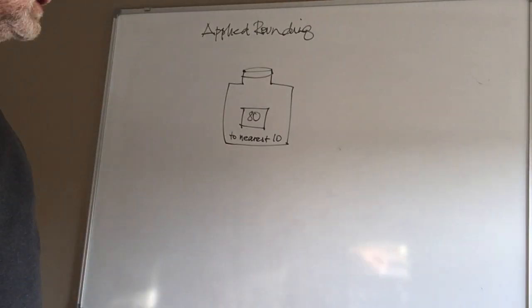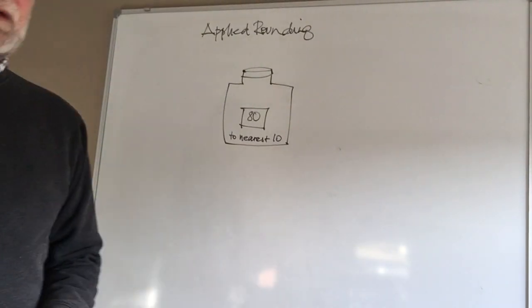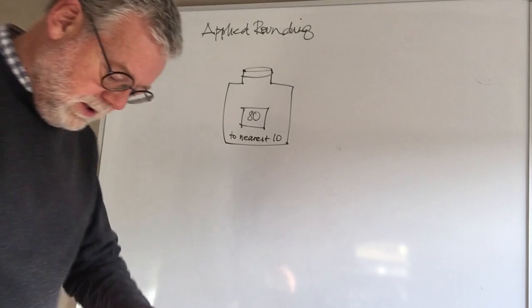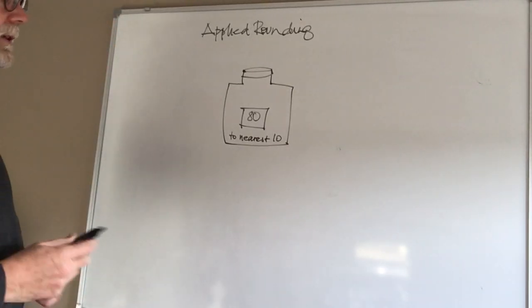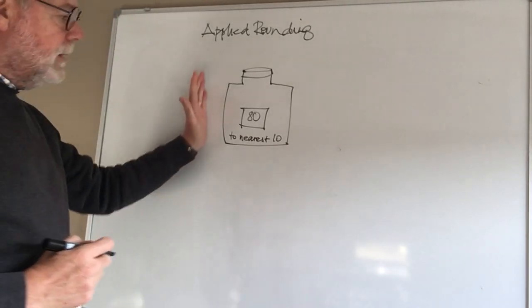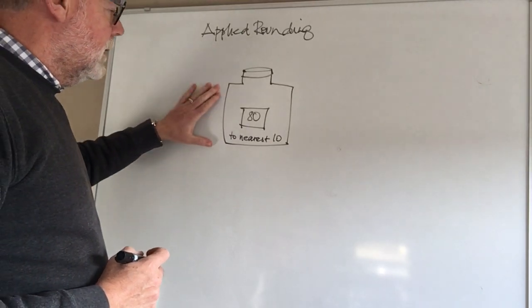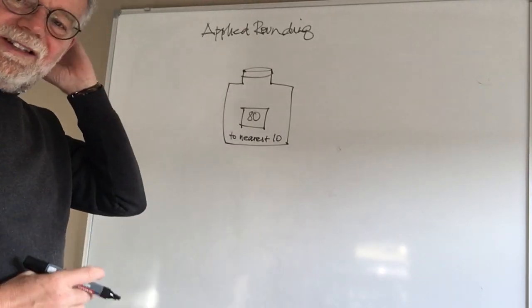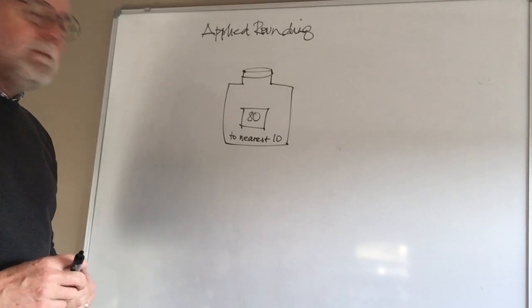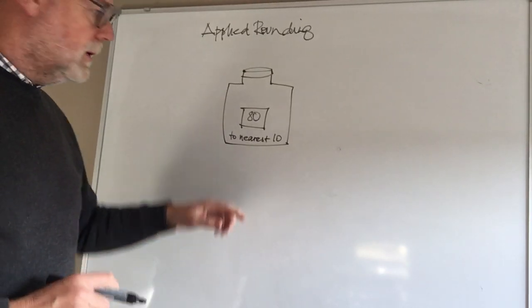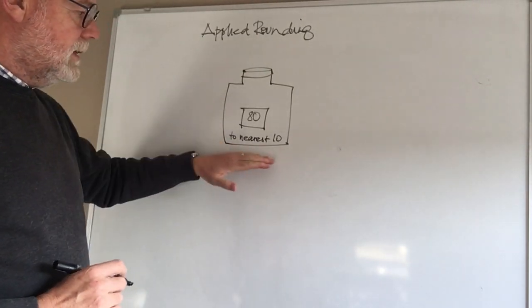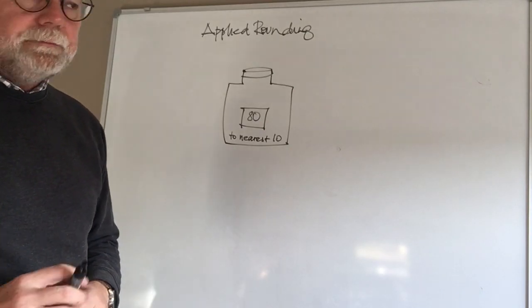Now we're going to have a quick look at what I call applied rounding. This is the type of question that sometimes comes along and can catch us out a little bit. A typical scenario might be, on the teacher's shelf there's a jar and it's got 80 paper clips in it. But the teacher's written underneath, rounded to the nearest 10.